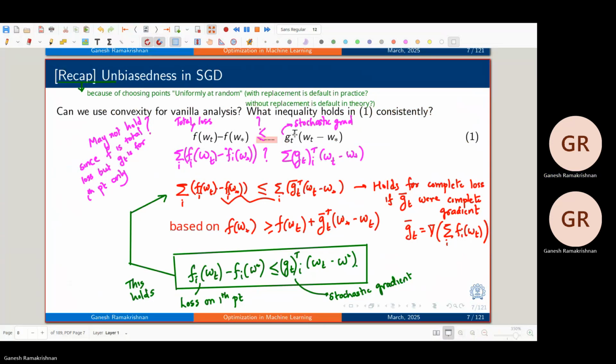Loss function is linear, yes, in the sense that the loss function is evaluated on each data point independently. So the question is, what happens if this doesn't hold, if the gradient is not a summation of the gradients of individual points? That is a very valid point.